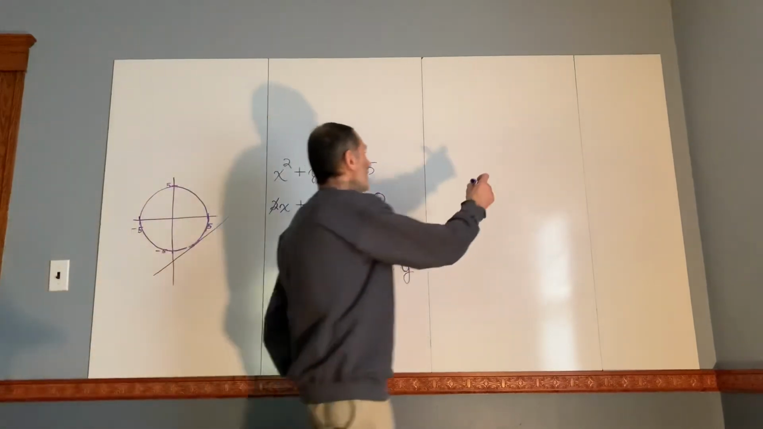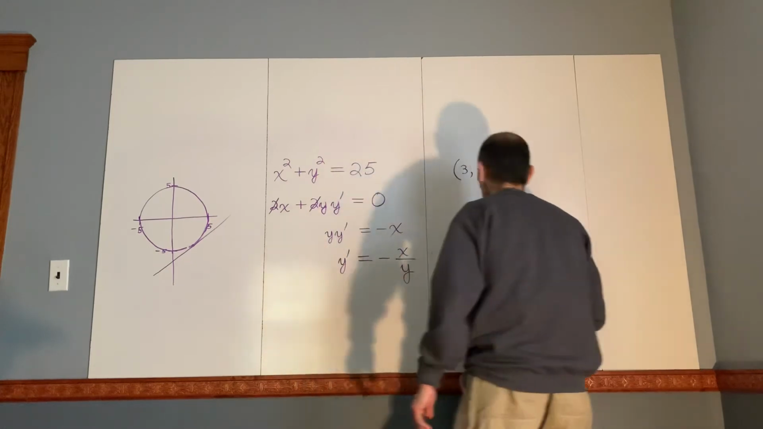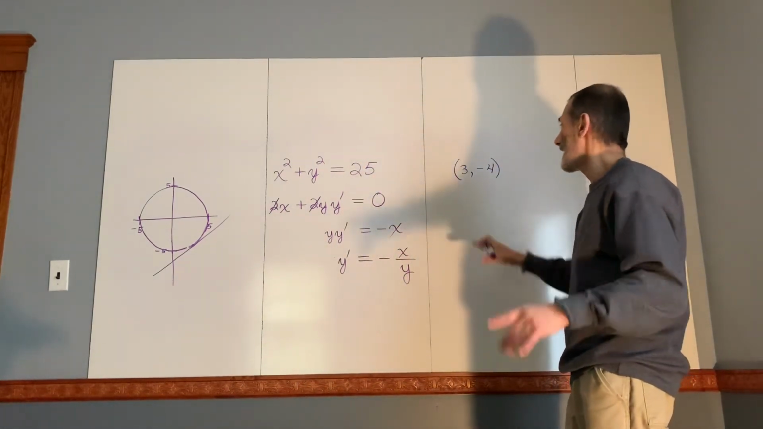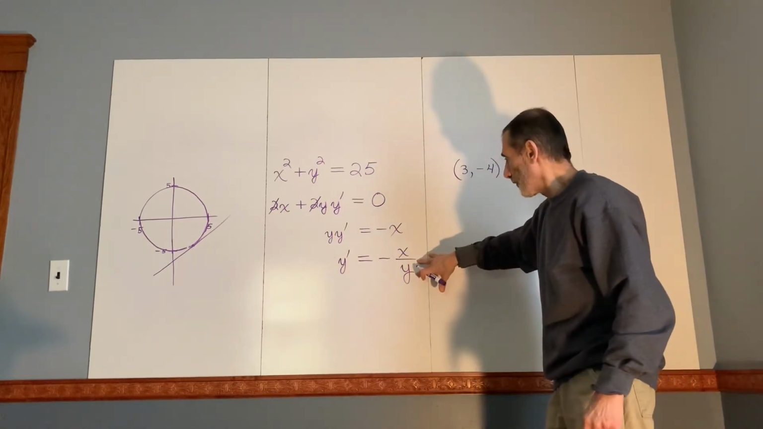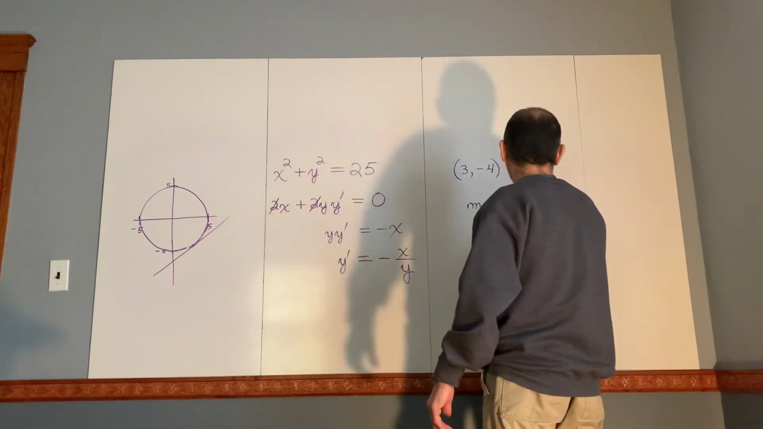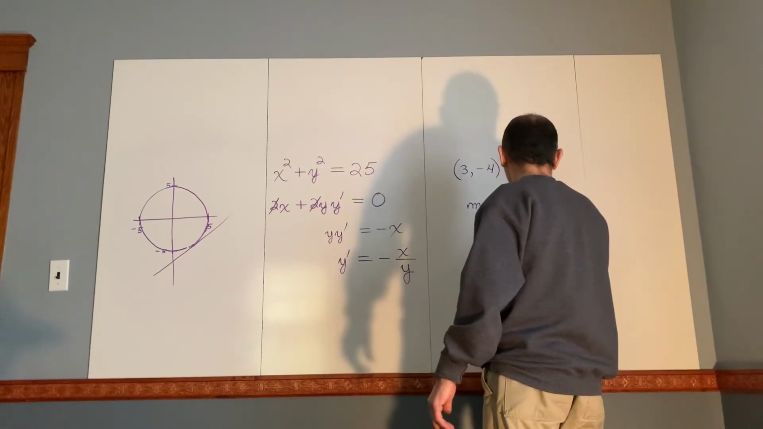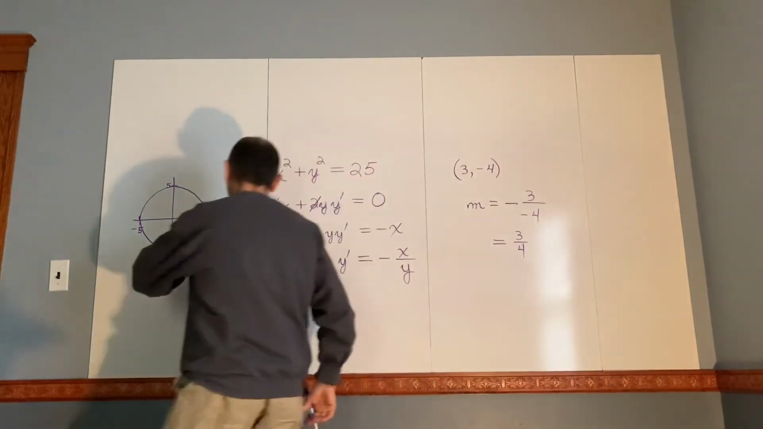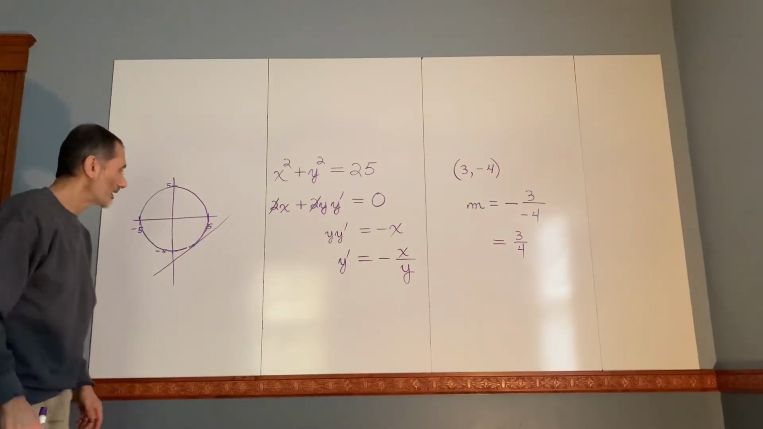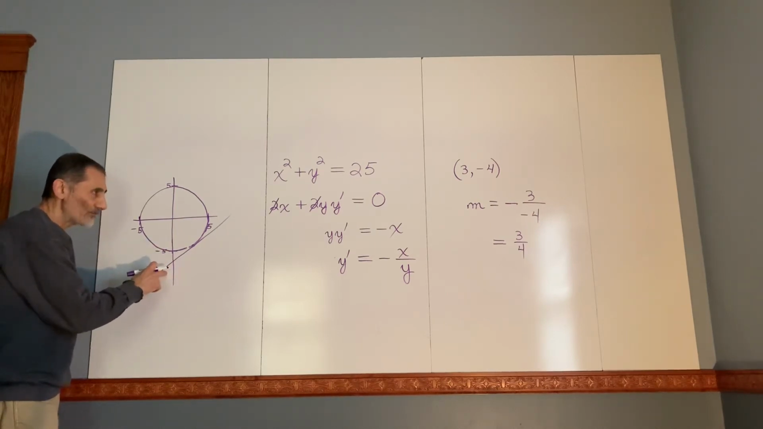All right. Well, at the point 3, negative 4, to find the actual slope of our tangent line, we're going to have to use both the x and the y coordinates of our point. So our slope here is negative 3 over negative 4, which is 3/4. All right, seems reasonable, certainly a positive slope. Now let's find the equation of that tangent line. It looks to us like the y-intercept should be below negative 5.